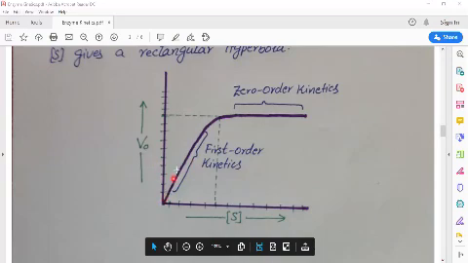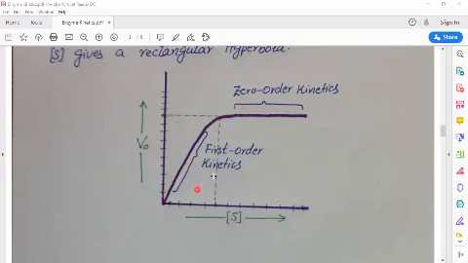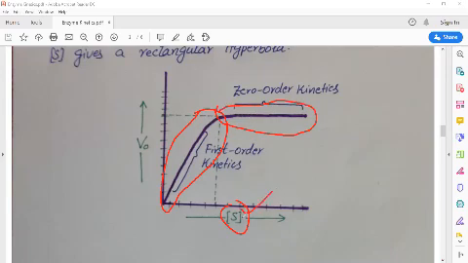From this point to this point, this is the first order kinetics. It means the rate depends upon the substrate concentration. And after that, from this point to this point, the rate is independent of the substrate concentration. If we increase the substrate concentration, the rate does not change. It means now the enzyme is saturated with substrate. This is the zero order kinetics.